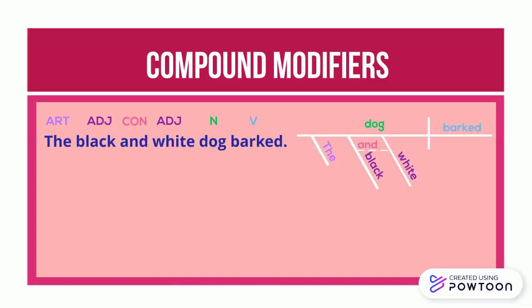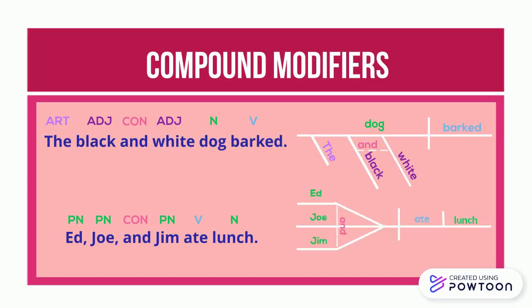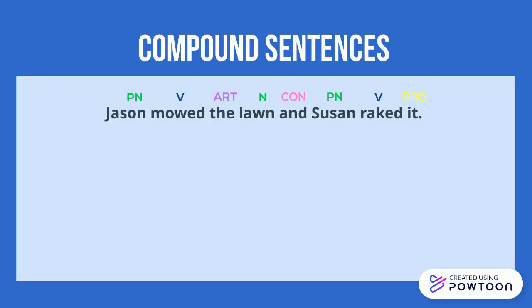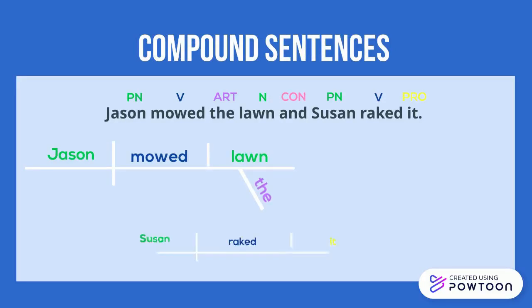And when you have three or more of something, you just add another branch. So Ed, Joe, and Jim. The subject can hold three branches instead of only two. And finally, when diagramming a compound sentence, you can diagram the first sentence and the second sentence separately, and then connect them with the conjunction with this funny top L, bottom L shape.